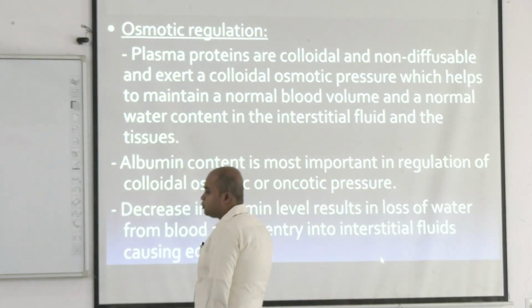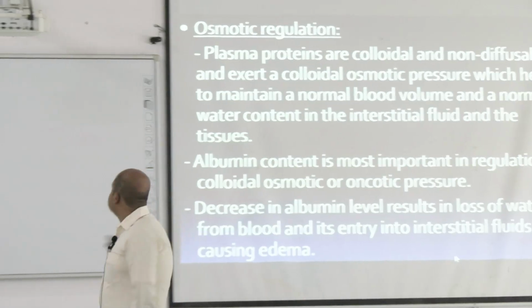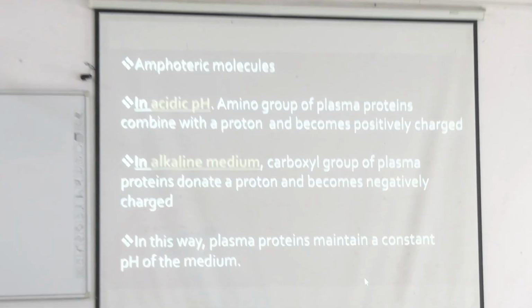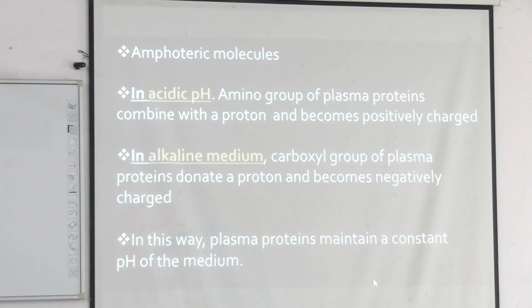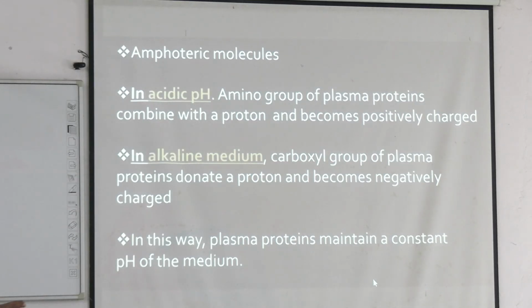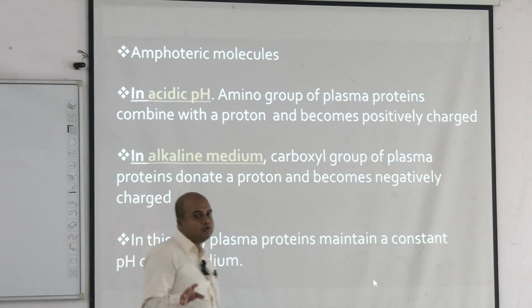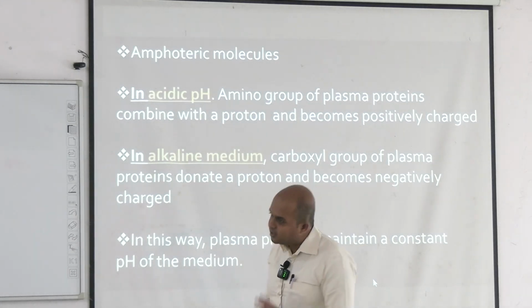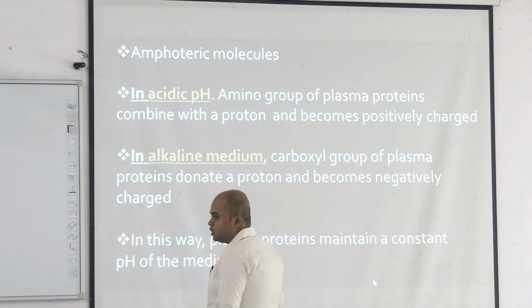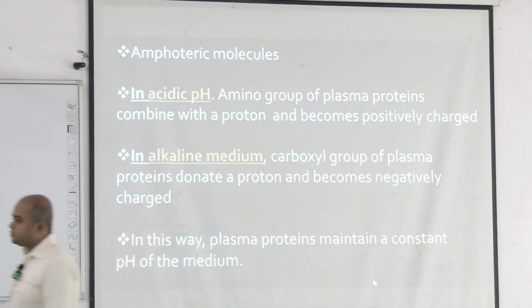Plasma proteins have a role in osmotic regulation. These are amphoteric molecules, that means they help in pH and buffer balance. They have carboxy terminals and amino terminals, and in both acidic and alkaline medium they help maintain the pH, because pH has to be maintained within a very narrow range to maintain homeostasis and physiological balance. Hemoglobin also contributes, but plasma proteins contribute to maintaining acid-base balance in the body.